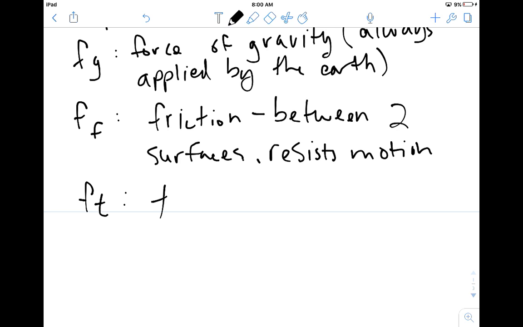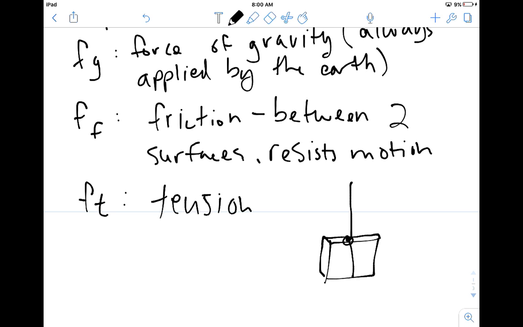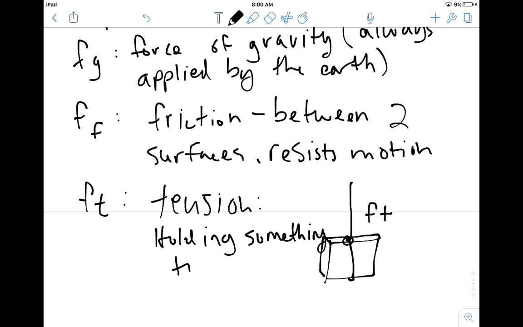FT is tension. A great example is the book. I'll just draw it. We had our little book, and it was hanging by a string. That's FT. Tension force is holding something tight.